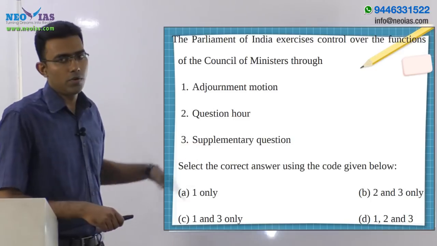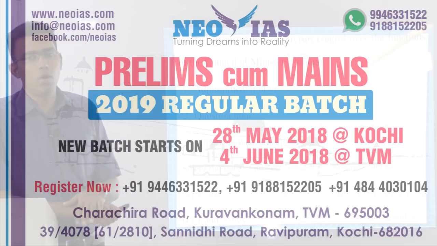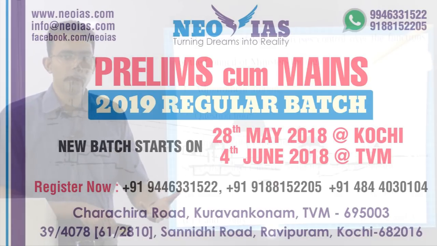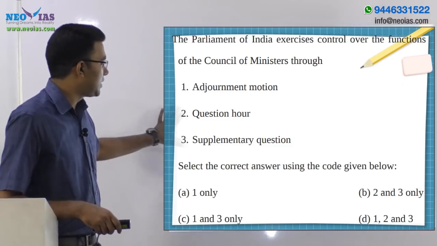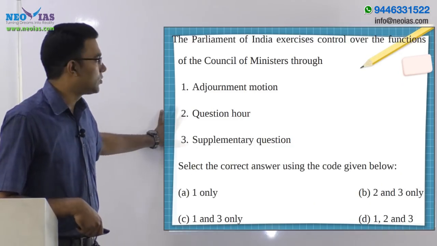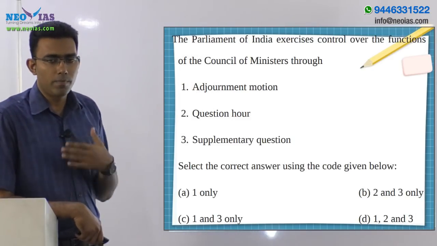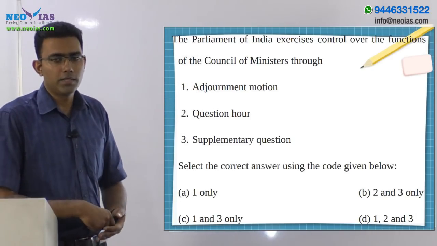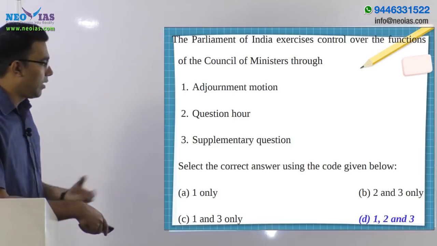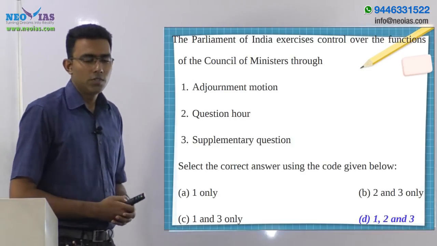Supplementary question, of course you all know, supplements the ordinary one, and since it demands an explanation from the minister, we can say these together also help the Parliament to exercise control over the executive. So which means that the answer should be D, 1, 2 and 3. So that's it. Thank you.